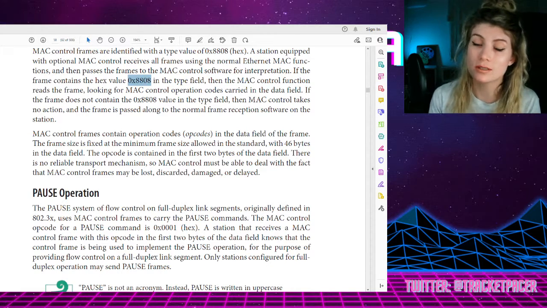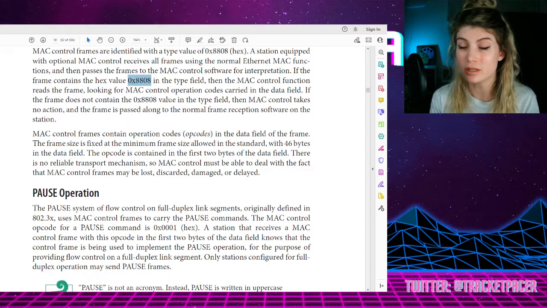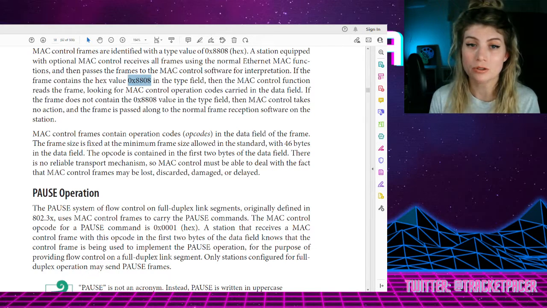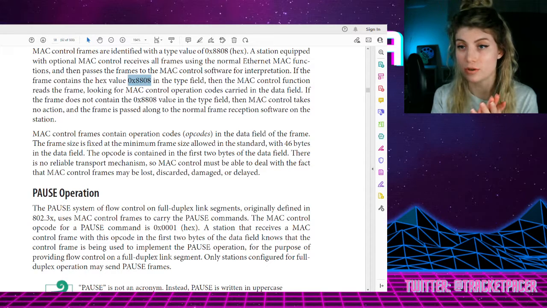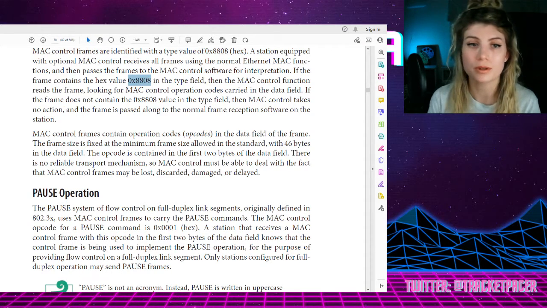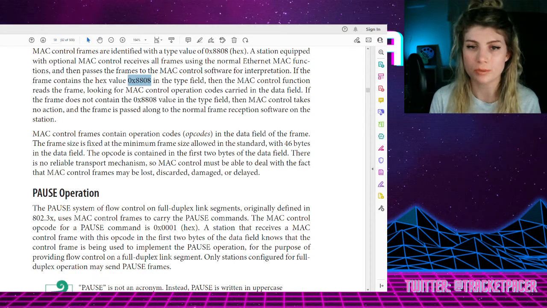Okay, so we'll just leave it at: we see hex 8808 in the type field, and we're going to look for MAC control operation codes in the data field if we see that specific code in the type field. Otherwise, we just pass it along to normal frame reception software on the station.